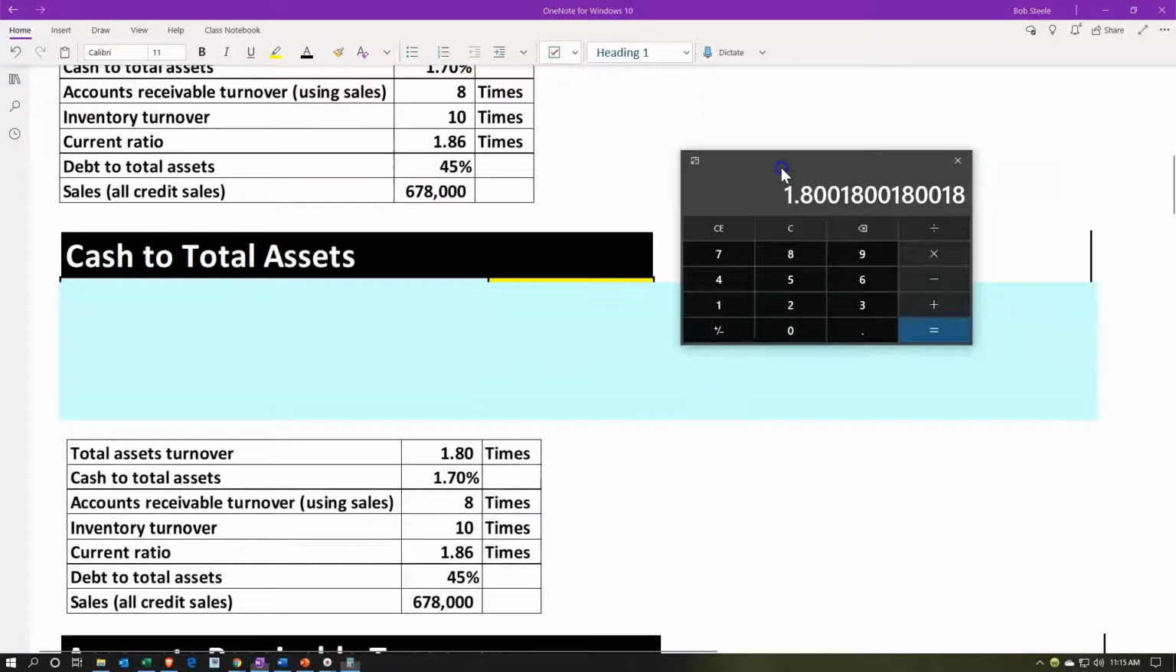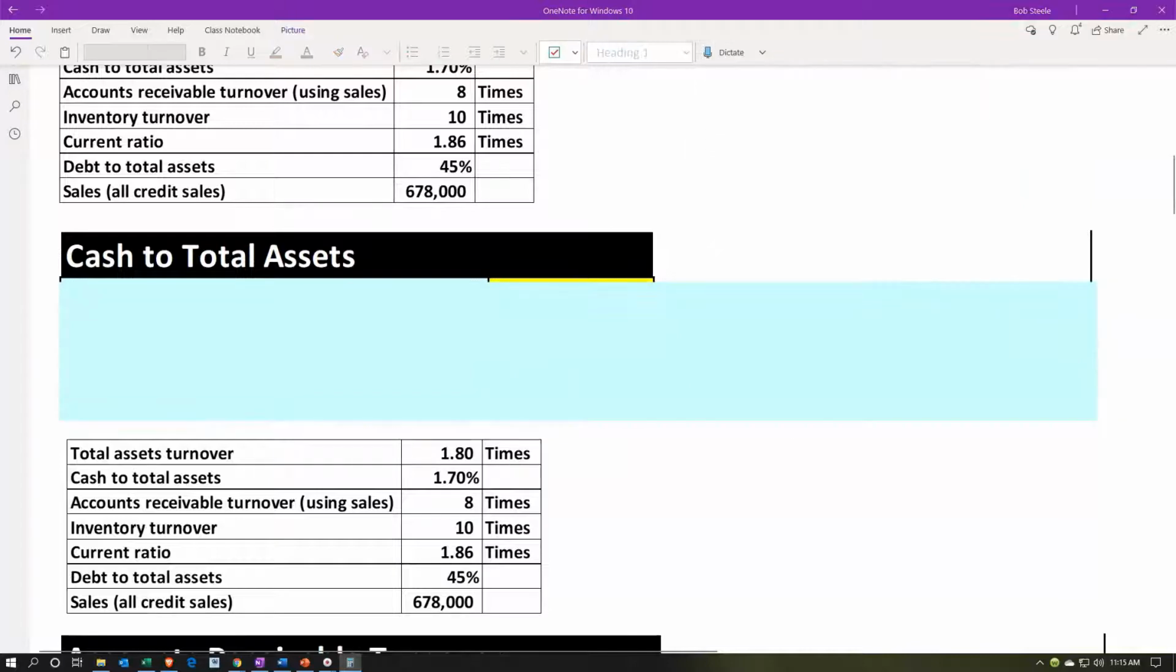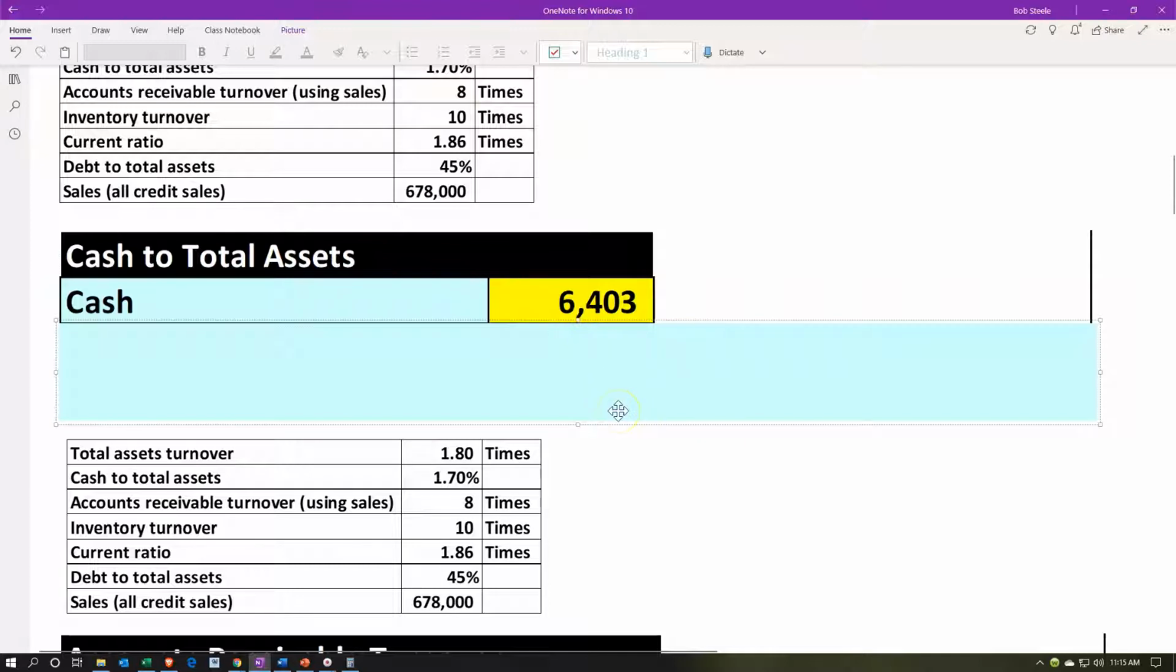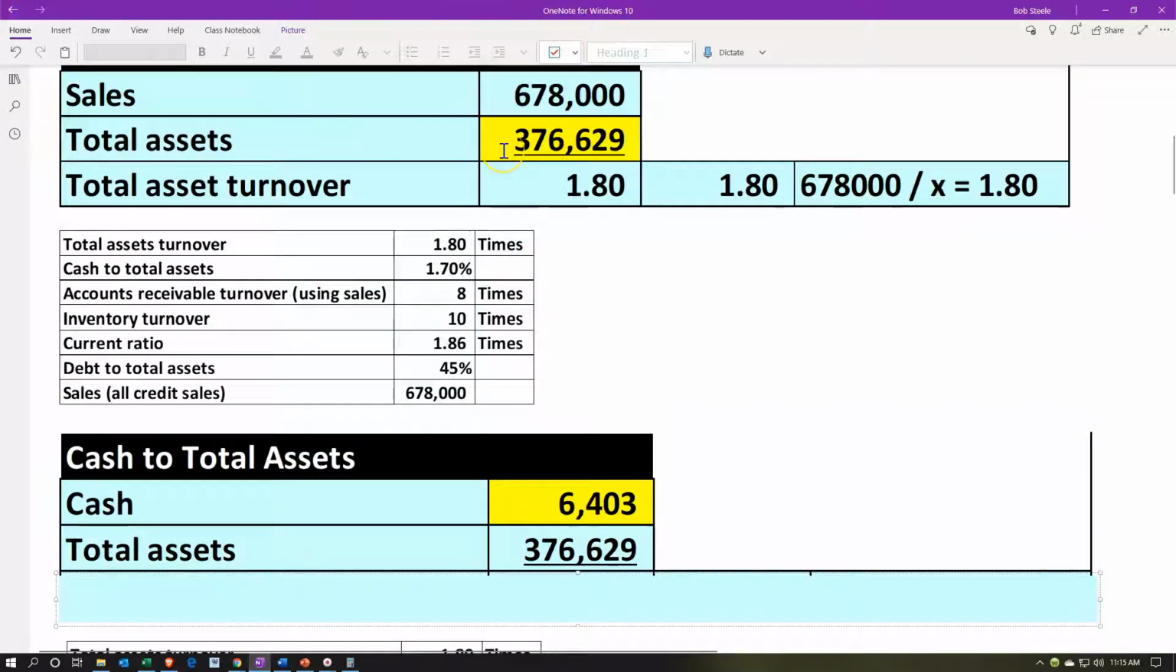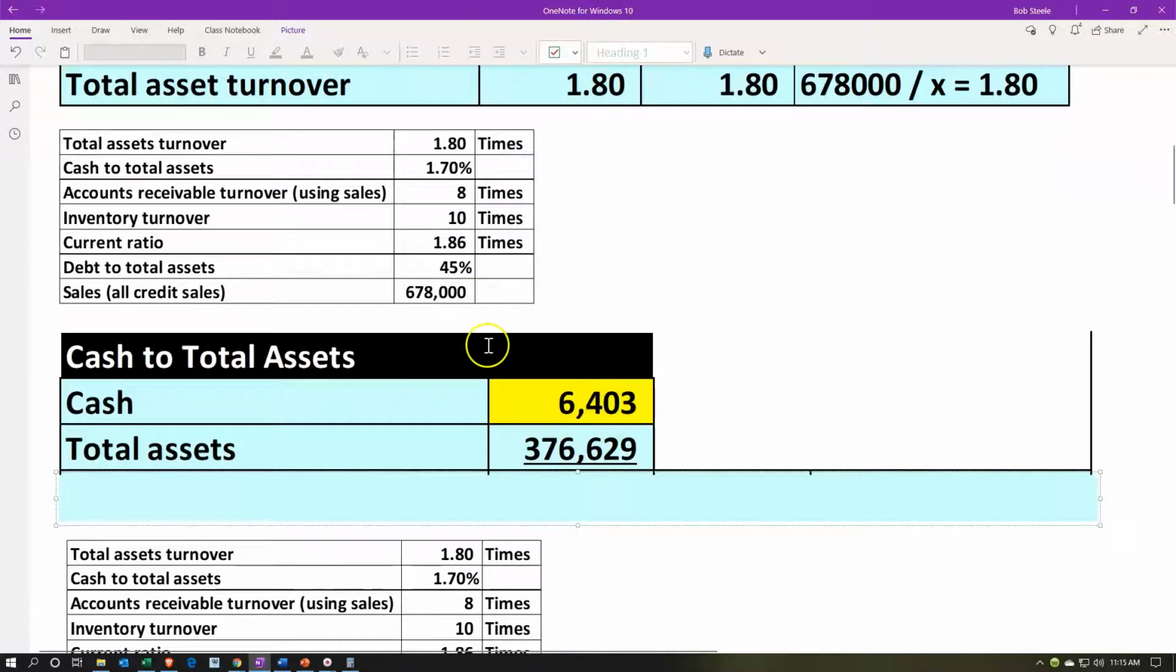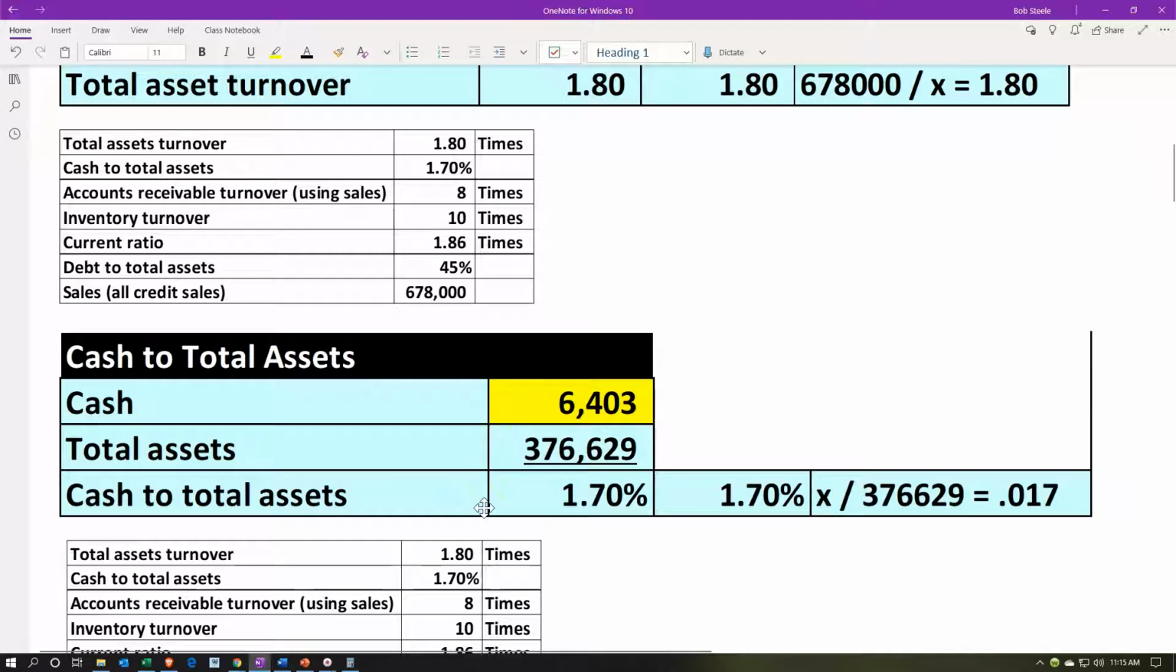We're going to say now we've got the cash to total assets. Cash to total assets, let's move this out of the way, the unknown is cash. Now this ratio is just how it sounds, cash compared to the total assets. The cash is going to be unknown, and now we know the total assets because we just figured it out up top. So the total assets is going to be this 376,629. That's what we're going to use for it. And again, remember that there's rounding involved in that calculation, and that's going to give us then what they gave us is the 1.7, so 1.7%.